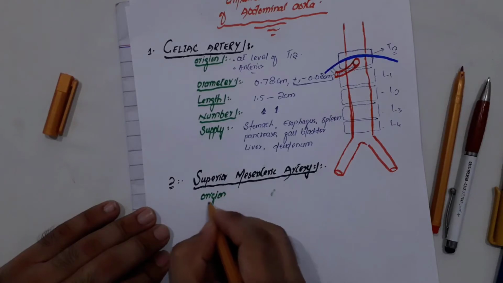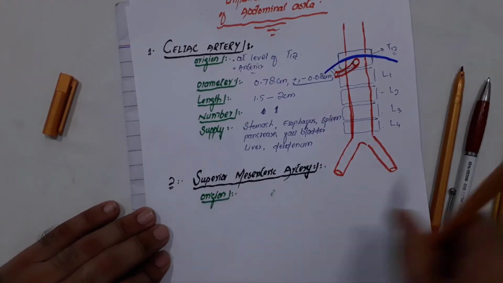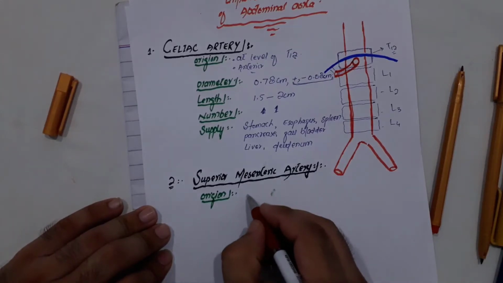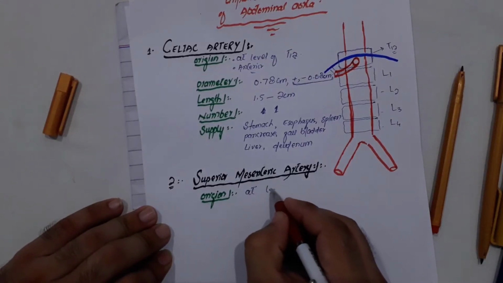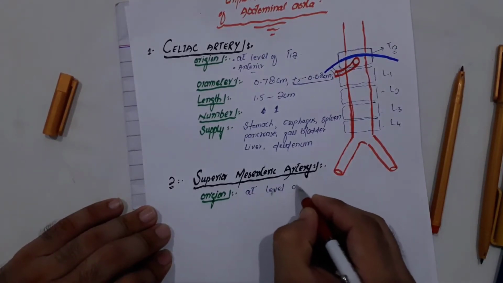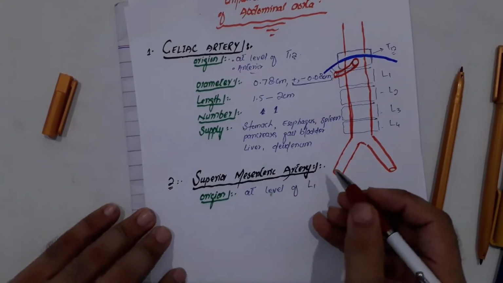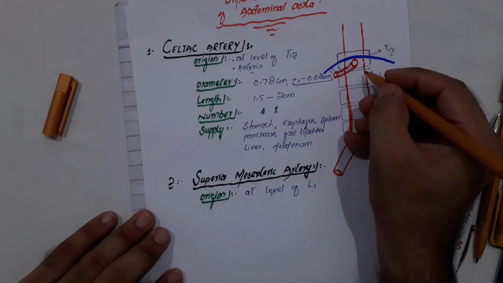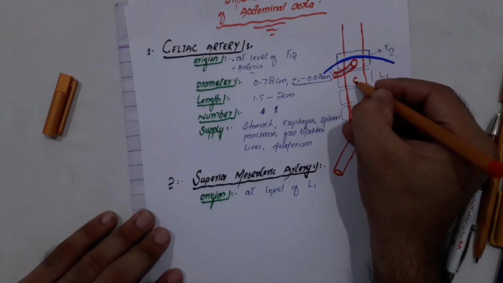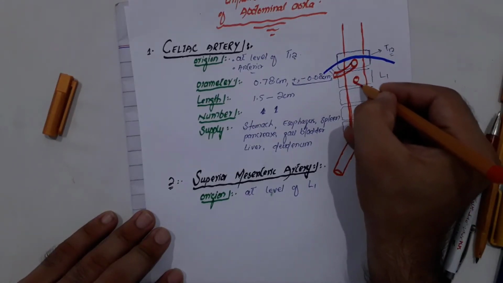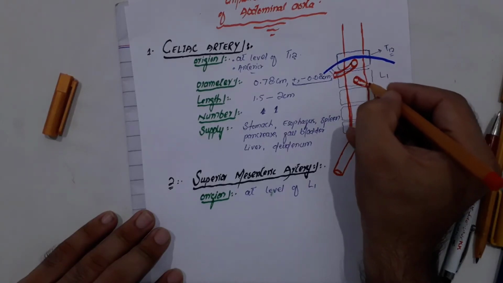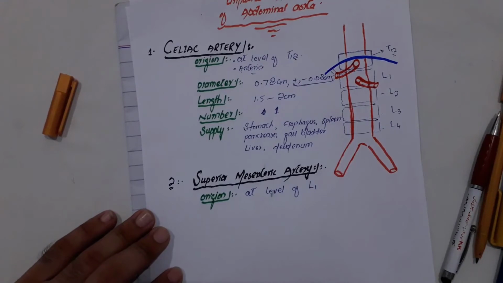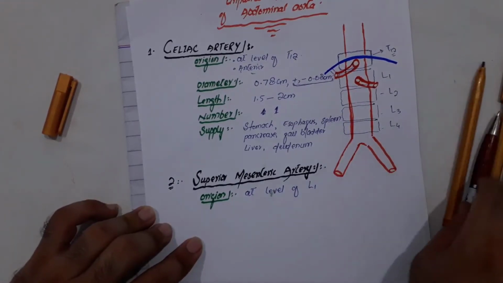From where does this artery arise? From which part of the abdominal aorta? So friends, it arises at the level of L1, right? Here is another big branch which arises from this abdominal aorta, and it is a single, unpaired branch, and this second branch is called the superior mesenteric artery.